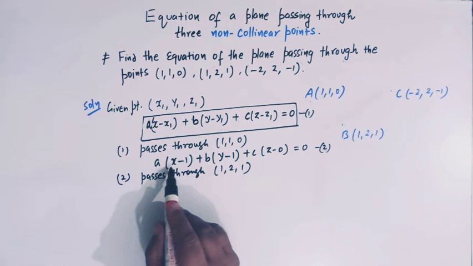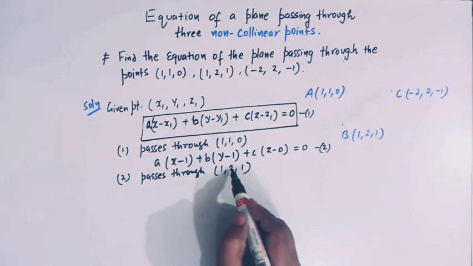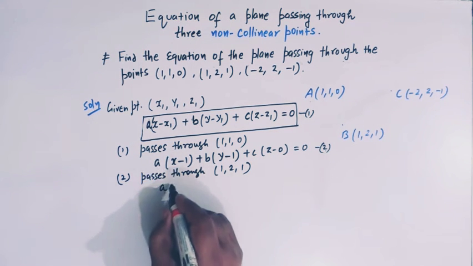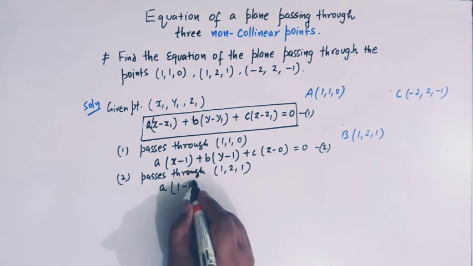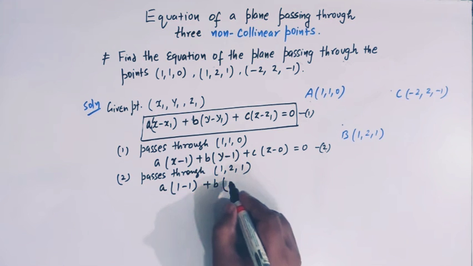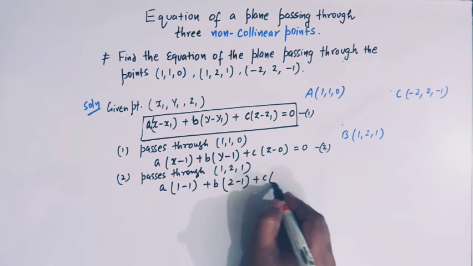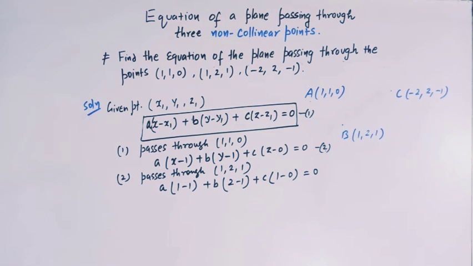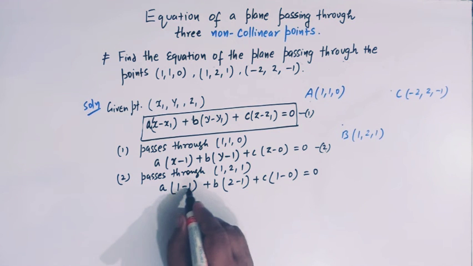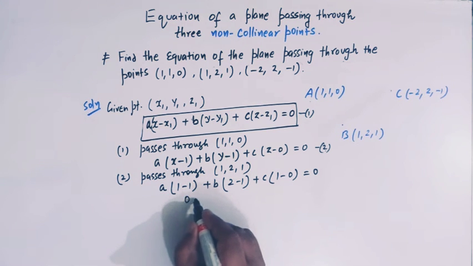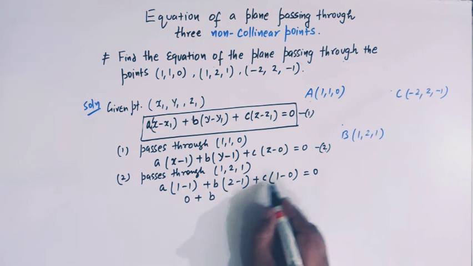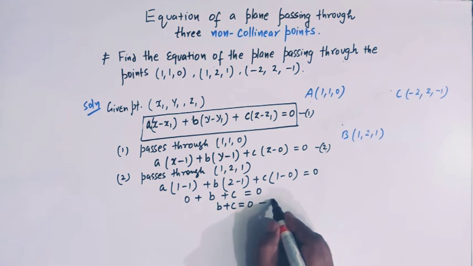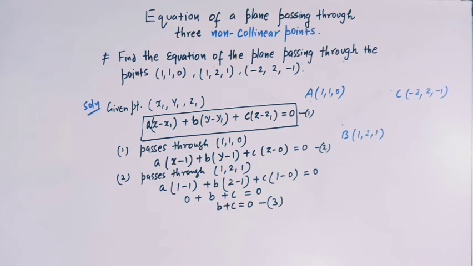So now substituting for x as 1, y as 2, and z as 1 in equation number 2, we get a(1 - 1) + b(2 - 1) + c(1 - 0) = 0. So now this equation becomes: 1 minus 1 is 0, so here we have 0, here we have b, and here we have c, equal to 0. So we have b + c = 0. Say this equation is equation number 3.